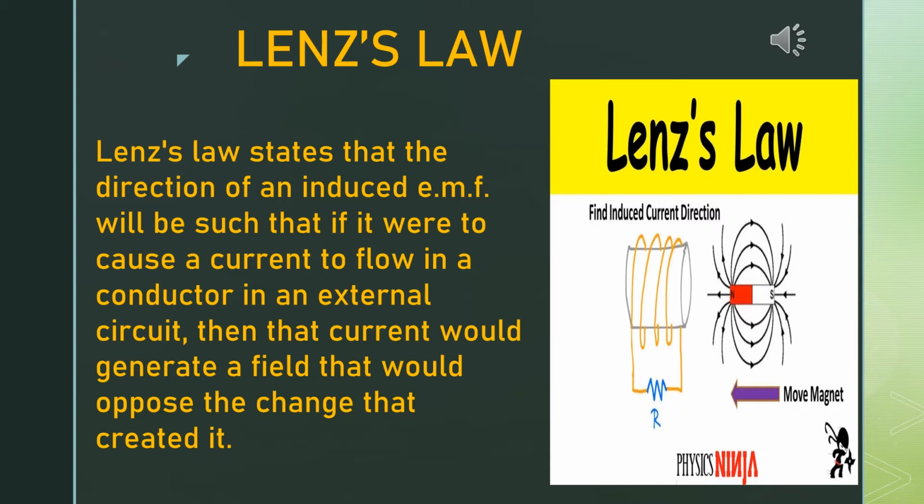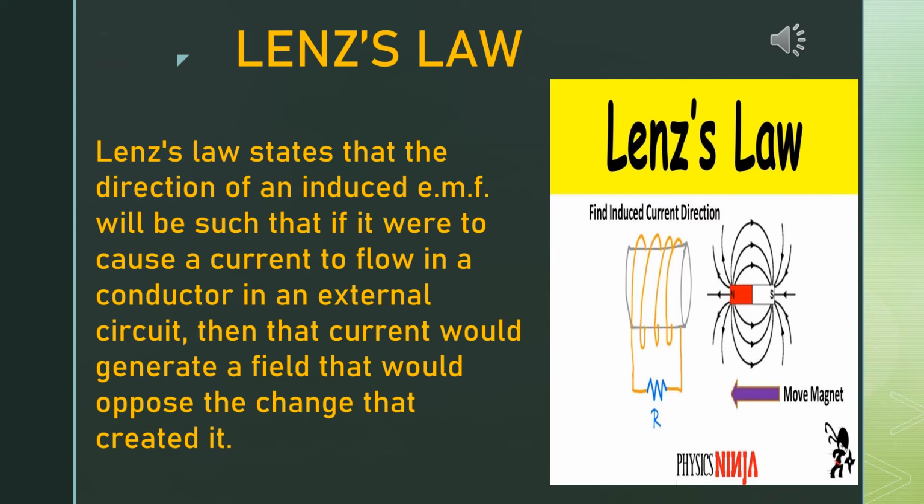Now, Lenz's law. Lenz's law states that the direction of an induced EMF will be such that if it were to cause a current to flow in a conductor in an external circuit, then that current would generate a field that would oppose the change that created it. See the Lenz's law diagram. The magnet is moving towards the coil and it is deciding the direction. So Lenz's law gives the direction of the induced EMF or induced current.